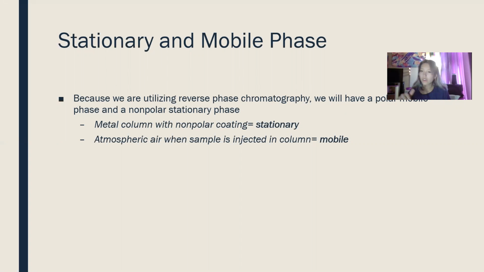Whenever you turn on the GC and you're trying to adjust the pressure and having it ready to be injected, you're going to hear this hiss, and that's the atmospheric air. That's the air that brings in the sample whenever it's injected into the column. So that will be your mobile and stationary phase for this case.